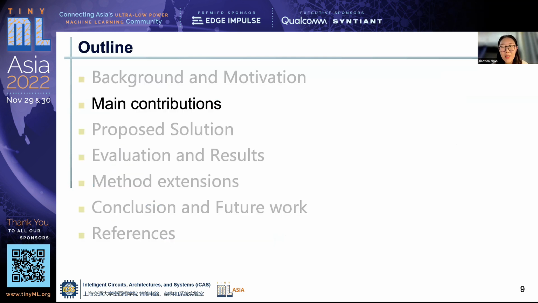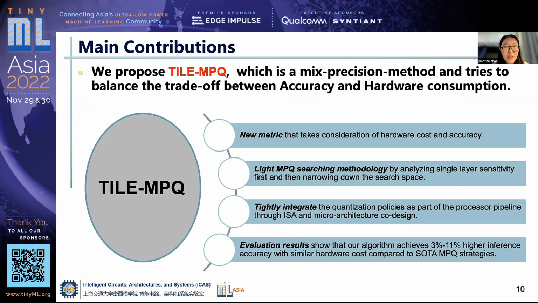So then we talk about the main contributions of our work. To solve the problems we talked about before, we propose TILE-MPQ, which is a mixed precision method that tries to balance the trade-off between accuracy and hardware consumption. In this method, we have four main contributions.